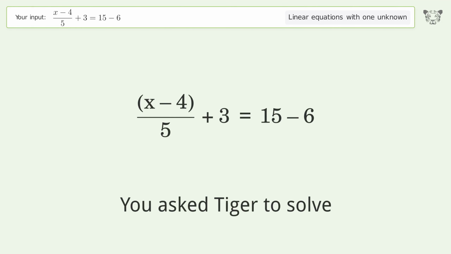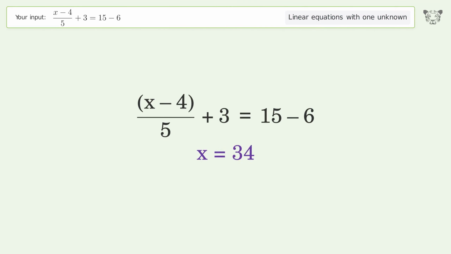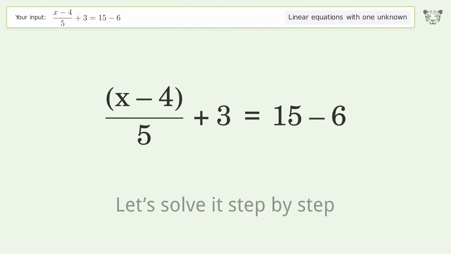You ask Tiger to solve this. This deals with linear equations with one unknown. The final result is x equals 34. Let's solve it step by step.